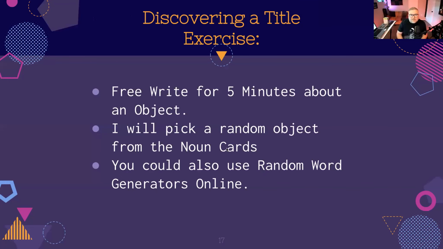All right, so that is our 5 minutes for that first part of the exercise. We'll hold off on sharing what we had written for this because there's multiple steps to this exercise. So the first step is really writing for 5 minutes about an object.